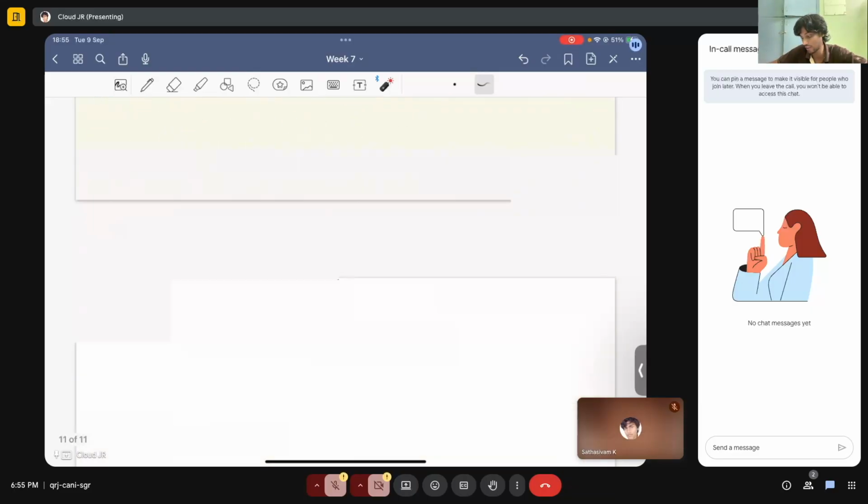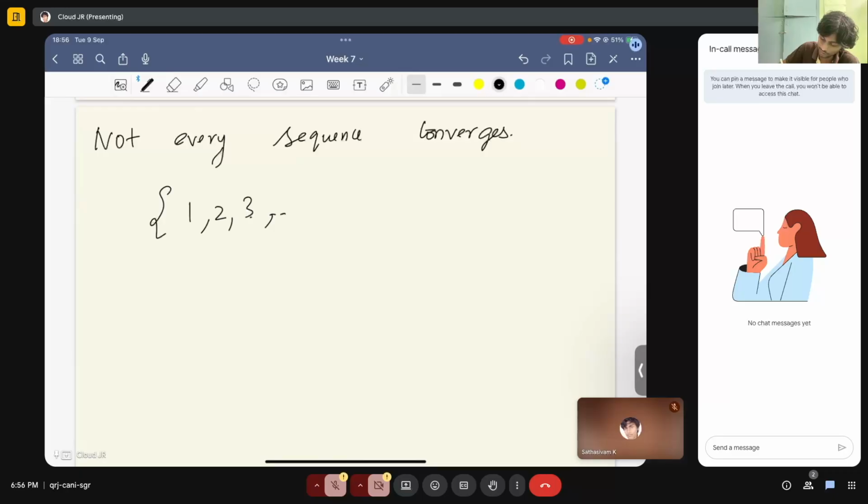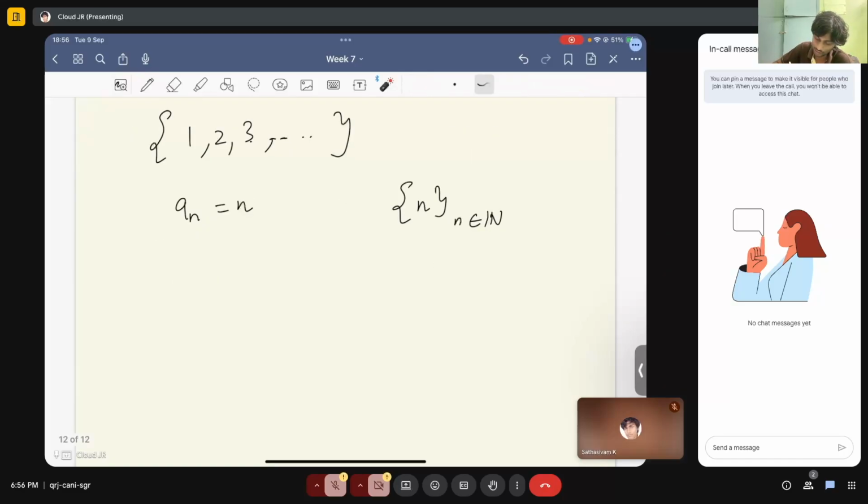Once you write the definition, the first question that comes is: does every sequence converge? In general, not every sequence converges. So what is an example? The easiest example is this sequence: 1, 2, 3, etc., basically the set of all natural numbers. If you want to write it as a sequence, a_n equals n, with n belonging to the natural numbers.